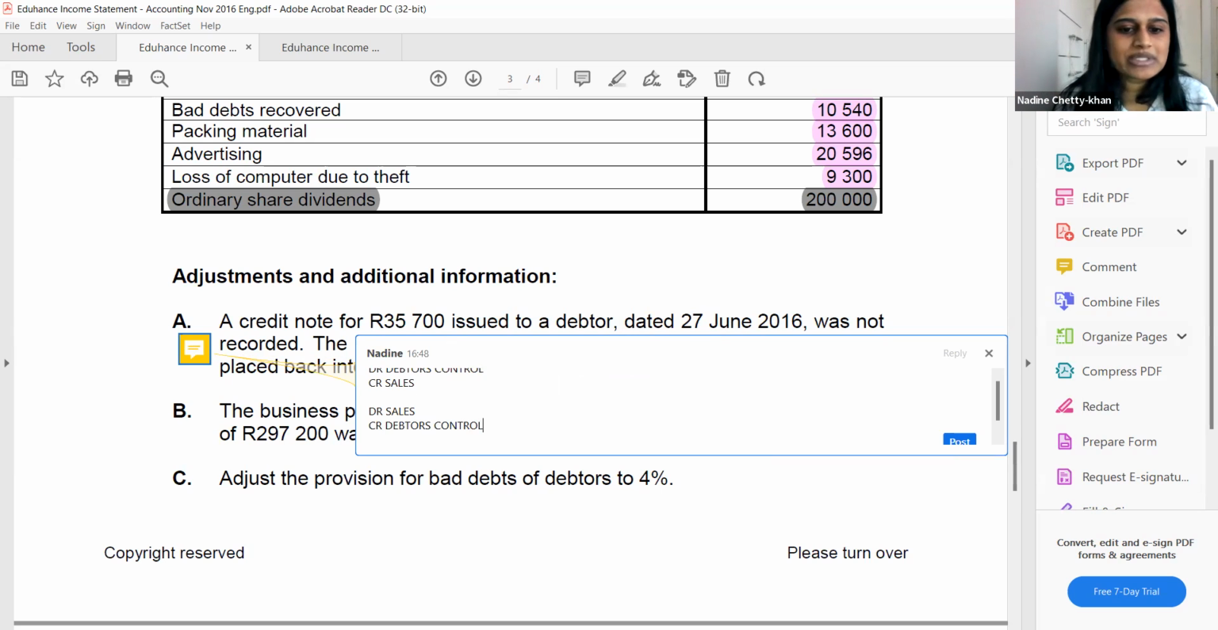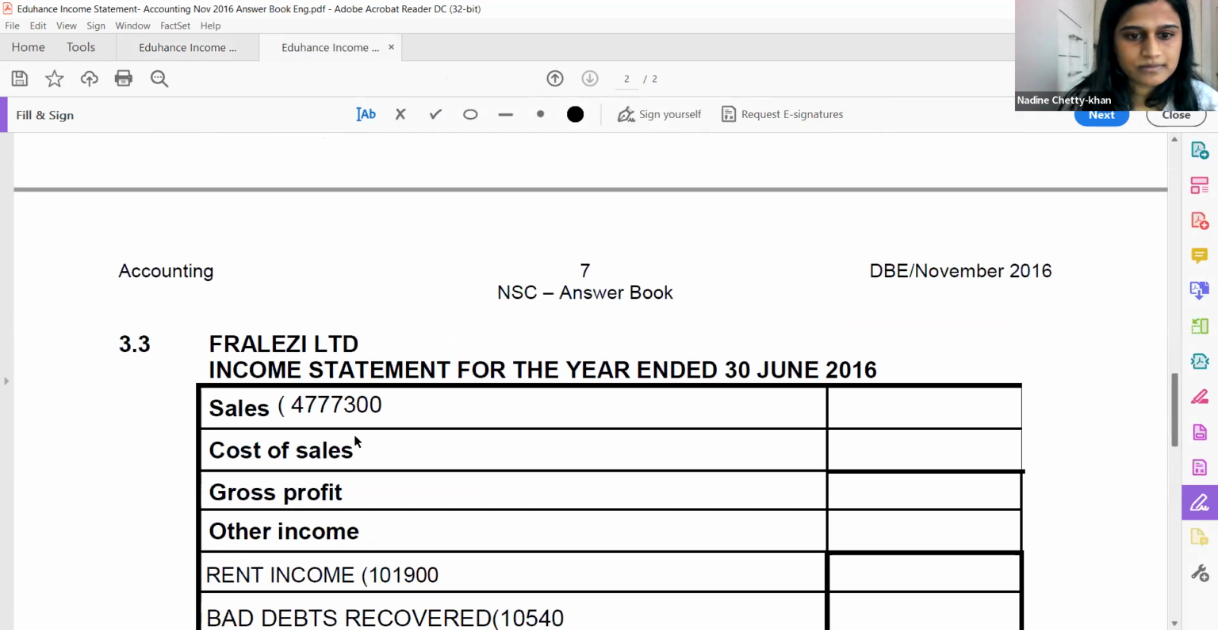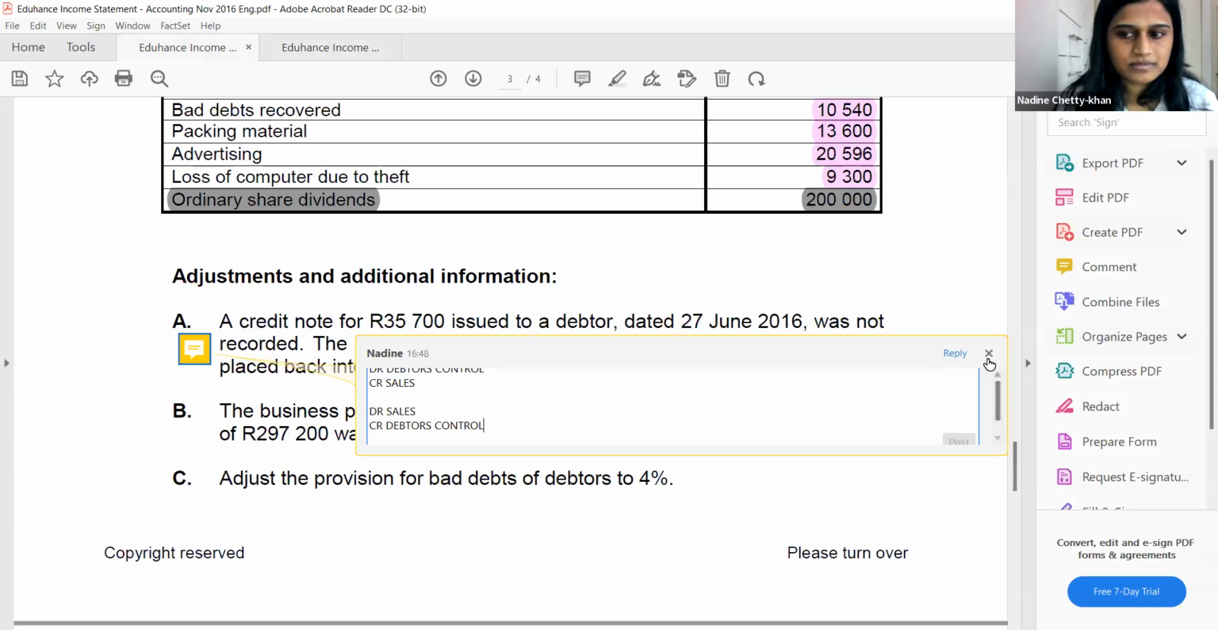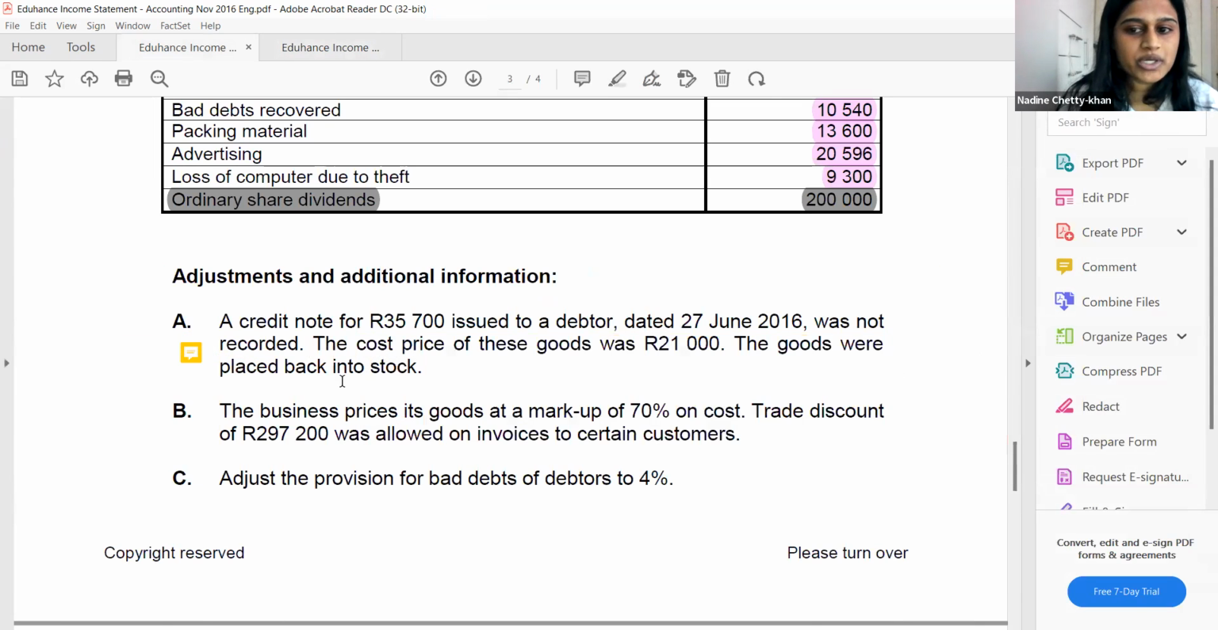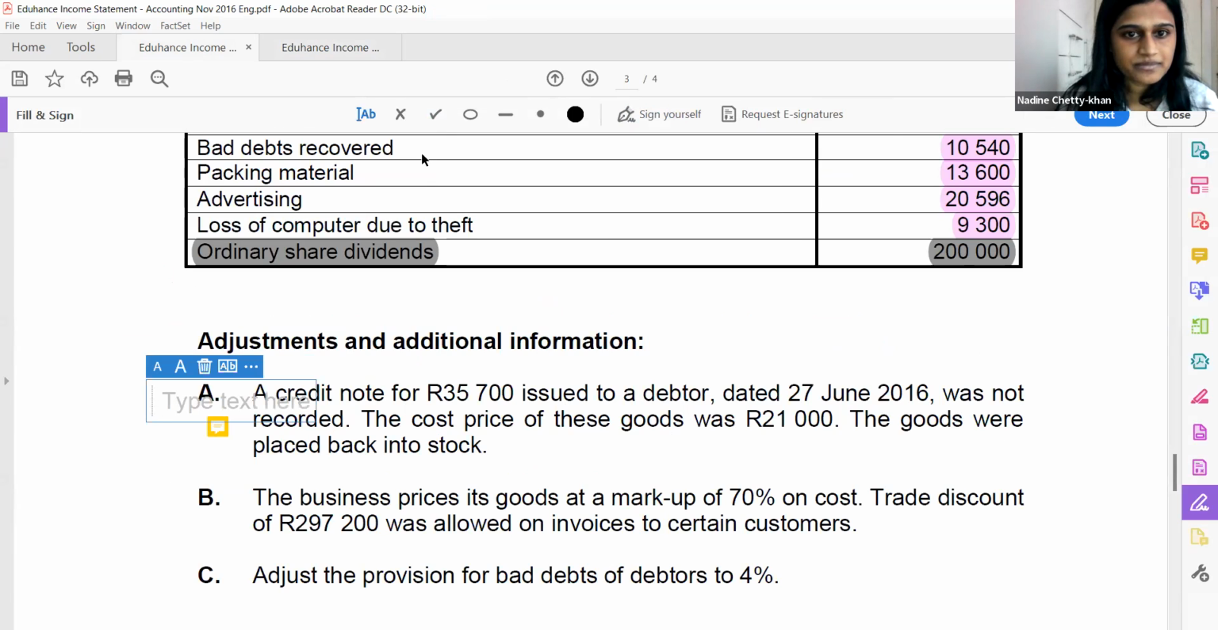Now, when you are reversing it, you're going to debit sales, credit debtors control. And what do we know when we debit sales? We have to subtract. So we're going to subtract 35,700. Okay. Now what I do is, once I've done a transaction, I also tend to tick it off on the side, just as, okay, I've done it.